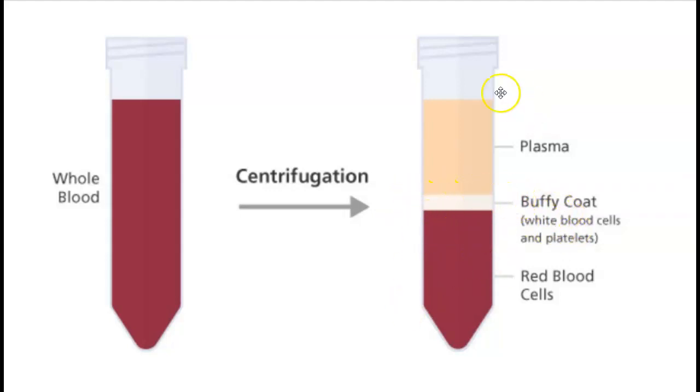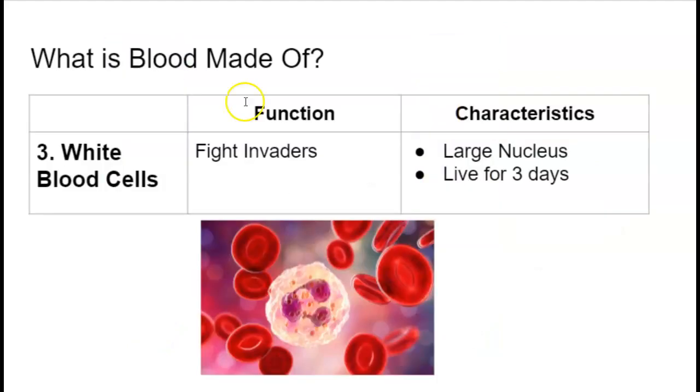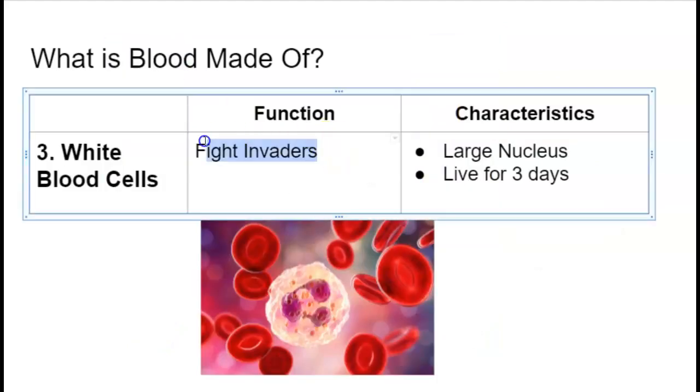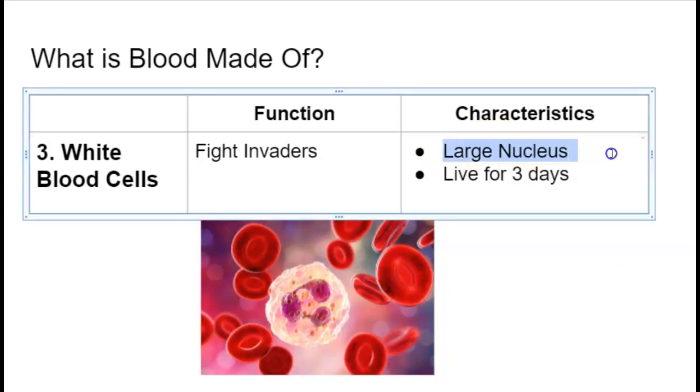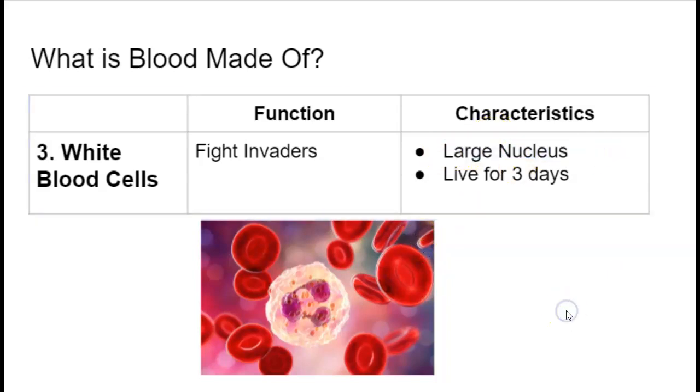Red blood cells are heavy, plasma is really light, and then the white blood cells and platelets are in between. So our white blood cells fight off infections. There are actually many different types of white blood cells. They're not all the same, and we'll talk about that in a second. They have a really big nucleus, and they live a pretty short lifespan.